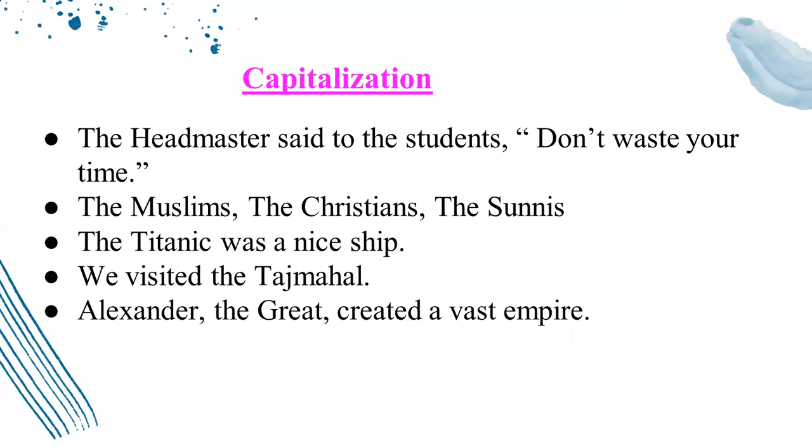Okay. Next, last of all, we look here. Alexander the Great created a vast empire. Do you know who Alexander is? I think most of you have heard this name. Alexander was a great ruler, a great hero. He created a vast empire, and he was titled as the Great. So the first letter of a title or designation is a capital letter. Alexander the Great created a vast empire. After his name, the Great is titled. Okay.